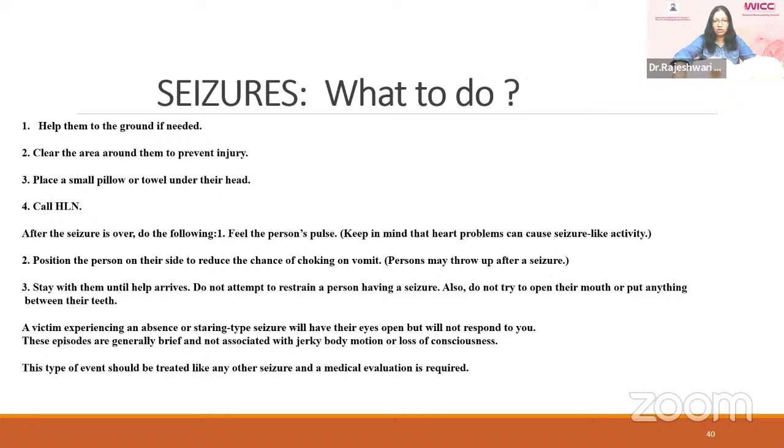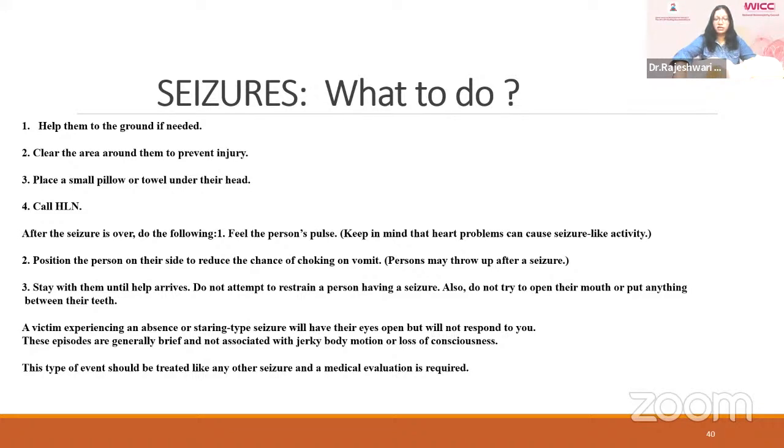So what you have to do, clear the area around the person to prevent any further injury. And place a small pillow or towel under the head and call the helpline number. And during the seizure, don't try to restrain the person, holding the person's limbs. Okay, all these things should be avoided. Restrain karna, bilkul avoid karna chahiye.